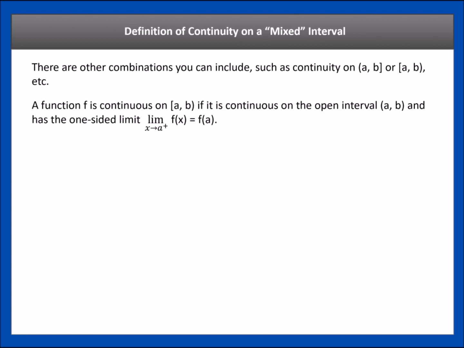If it is continuous on the open interval AB and has the one-sided limit as x approaches a from the right, and that's equal to f of a. Okay, so this is a picture of that. Here we can see there's a hole here, meaning it's not including b, right? That's why there's a parenthesis there, and there's a bracket here, which means we're including a. So a is included in the continuity, and there's clearly not a hole there.